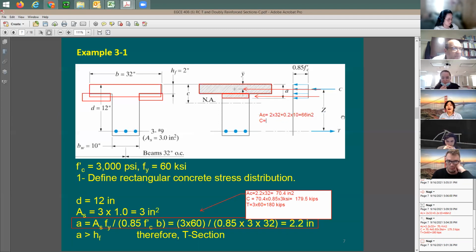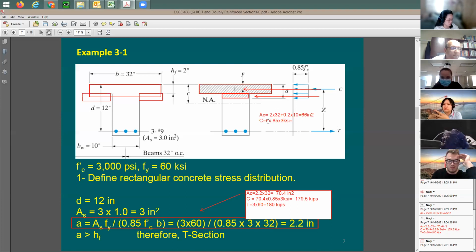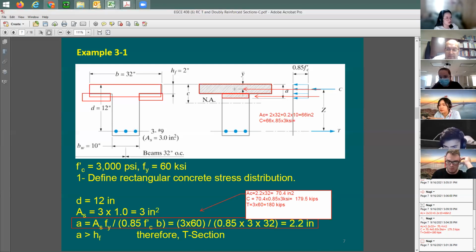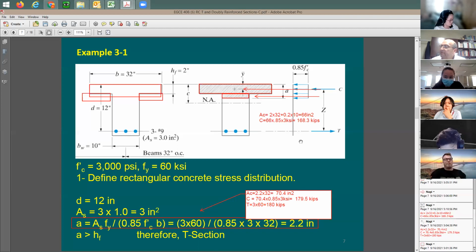Let me take the compression force to be equal to the 66 times 0.85 times 3 KSI. Very similar to what I have done here at the bottom. How many kips are we talking about? 168.3. All right. 168.3 kips. Something's wrong. This is not 0.2 of an inch.